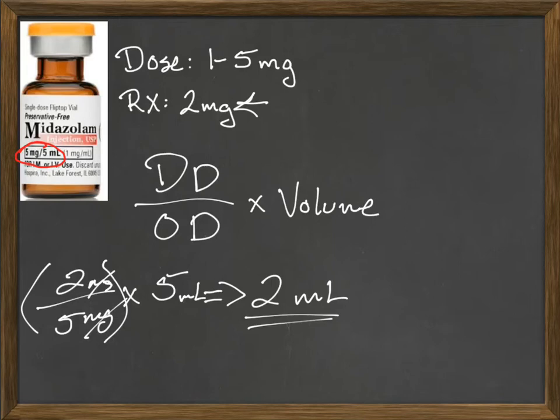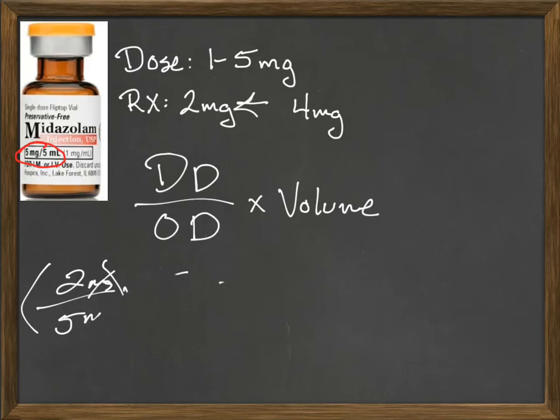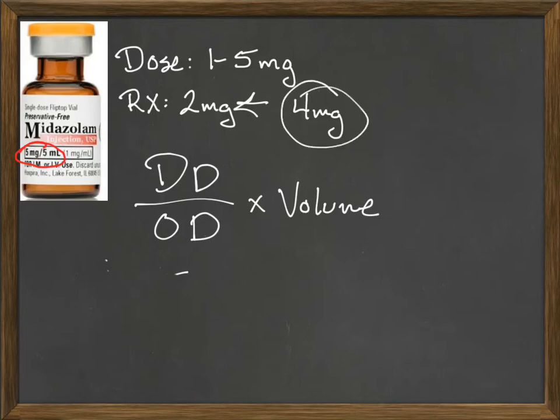Let's do that one more time. Let's say we're ordered 4 milligrams this time. So we give this a quick erase here. Okay, so we're ordered to give 4 milligrams this time. Our desired dose is 4 milligrams over our on-hand dose of 5 milligrams times our 5 milliliters.